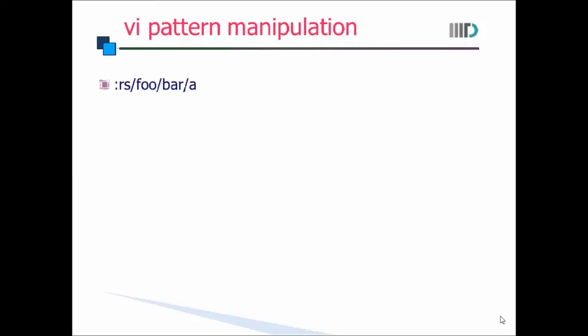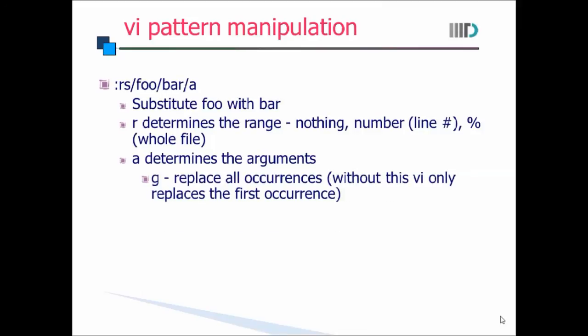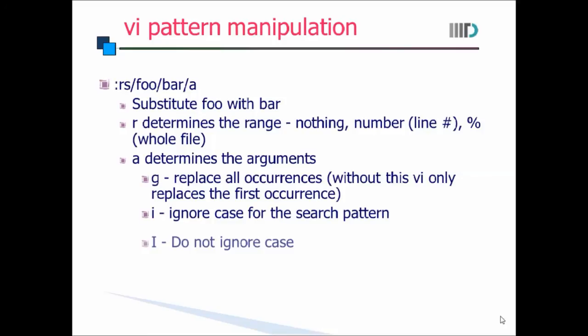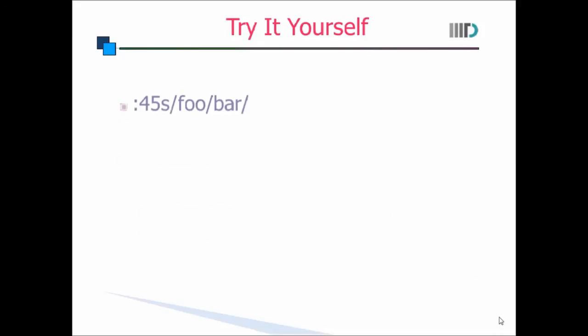Now, let us look at the VI pattern manipulation. This command is used to substitute foo with bar. R determines the range. It can be nothing, a number, or the whole file. A determines the arguments, which can be g, which replaces all the occurrences, small i, which is used to ignore the case for the search pattern, capital I, to not ignore the case, and c, which is used to confirm each substitution. Try this yourself.